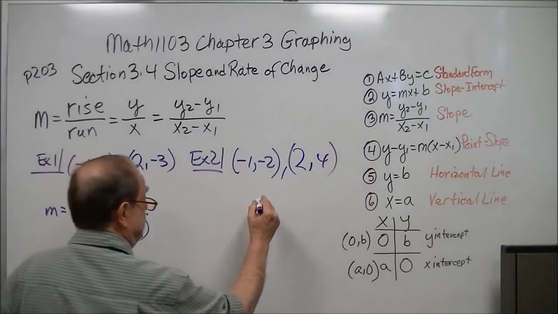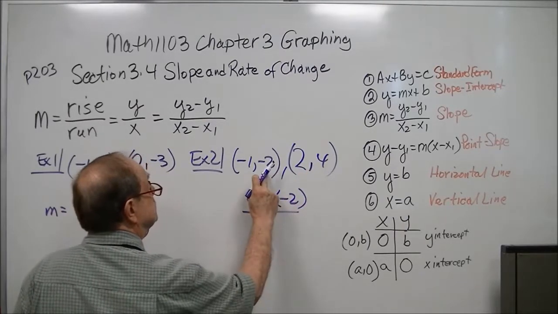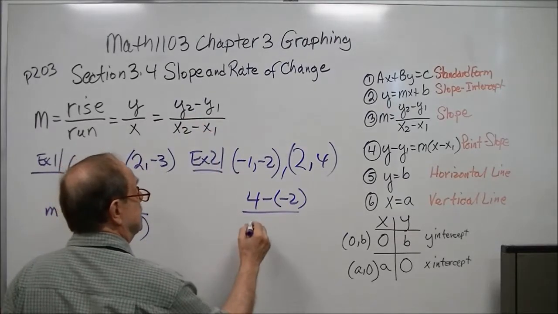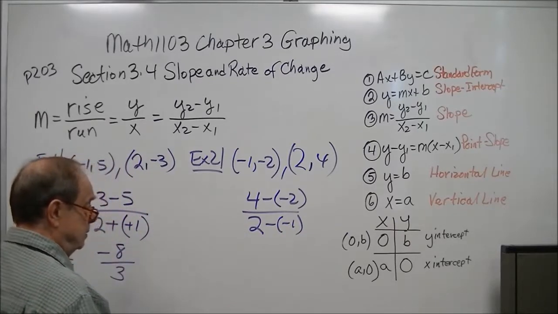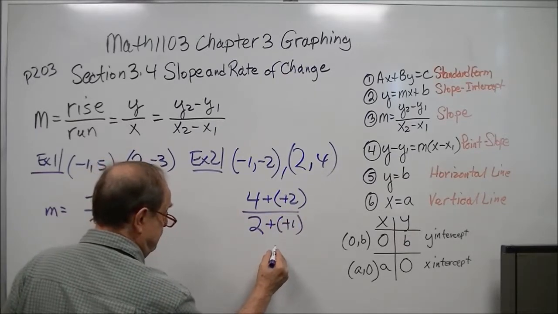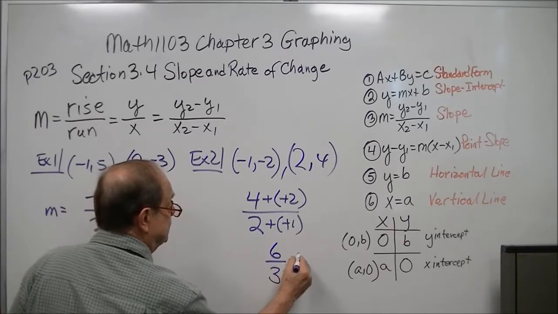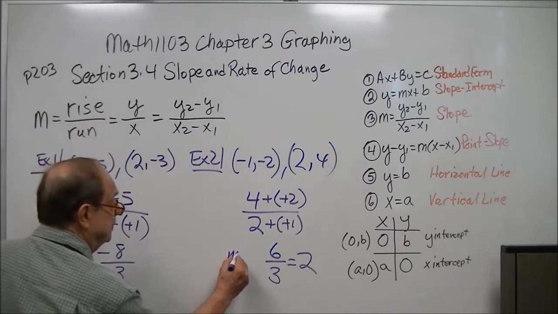And for this one, it's going to be 4 minus, again, a minus 2. Minus is in the formula. And then 2 minus a minus 1. And you want to be careful about your signs. So this then becomes 6 over 3, which we reduce to 2. Now they want us to graph these two, and I'm assuming you can put that into your graph and make the graph. But we're particularly interested here in finding the slope.